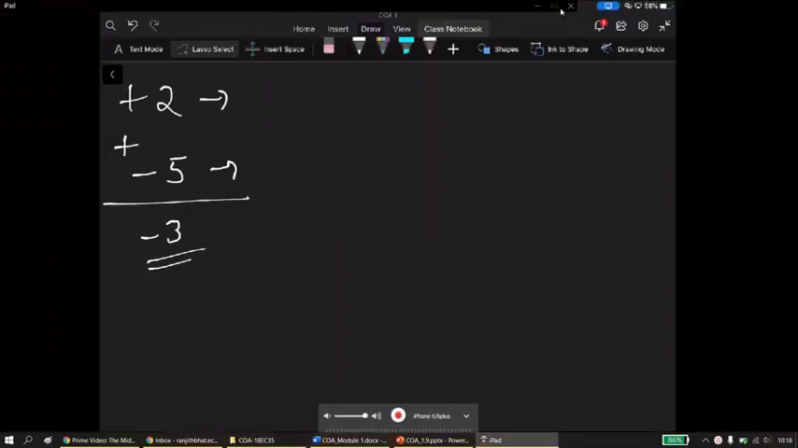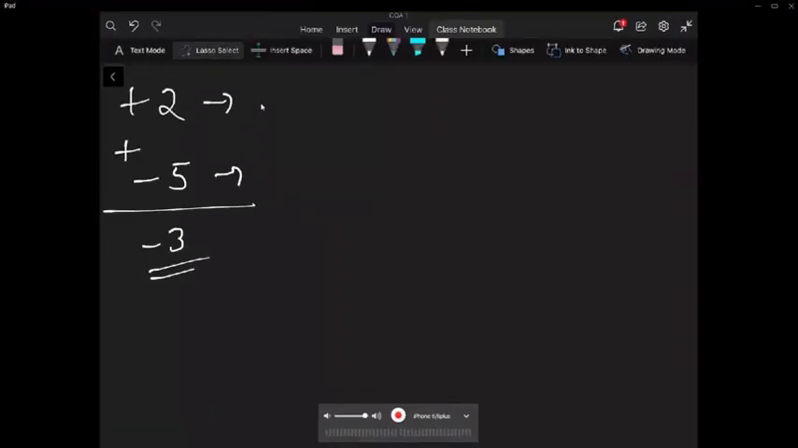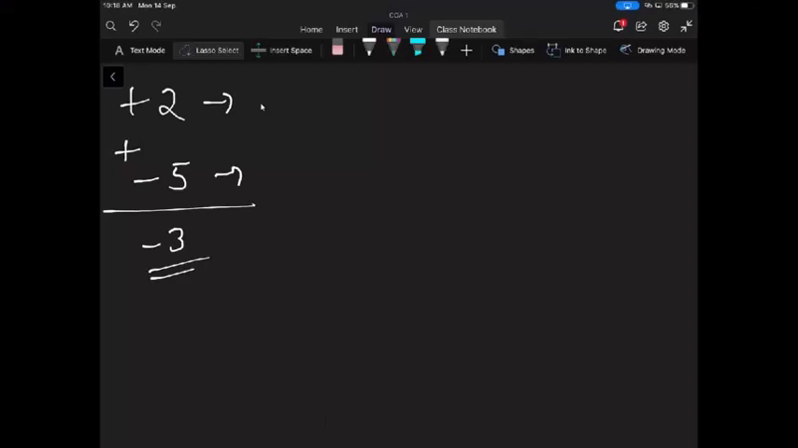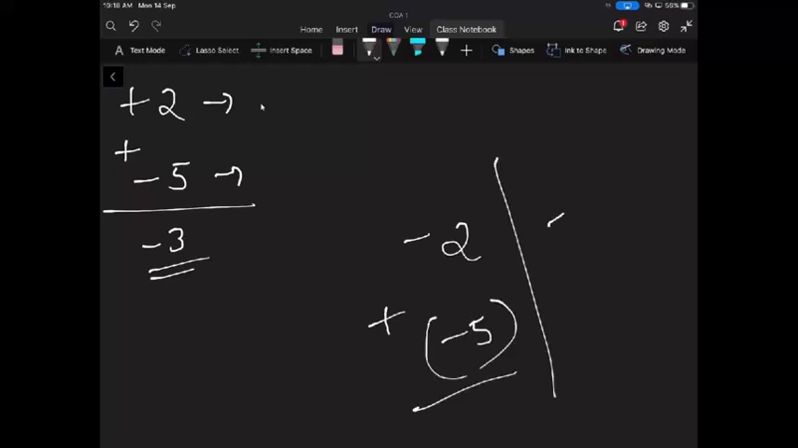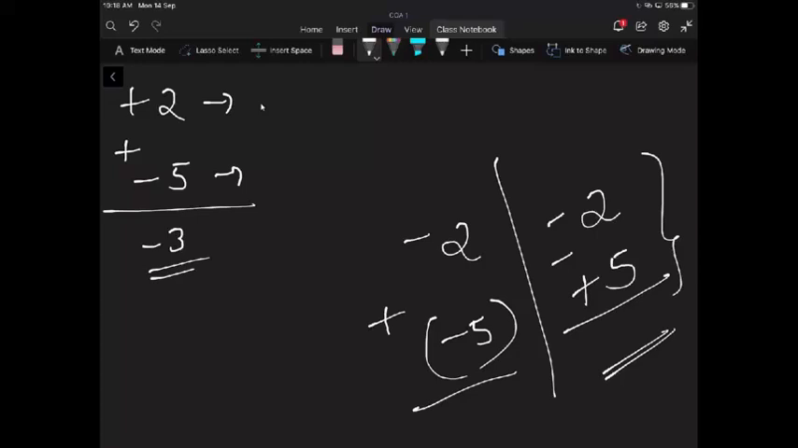Minus 5. So plus 2 and minus 5, if I want to do an addition, I'm going to add plus 2 and minus 5. If I want to do a subtraction, I'm going to have plus 2 and minus 5. So both, plus 2 minus plus 5, both are going to yield the same answer, that is negative 3.